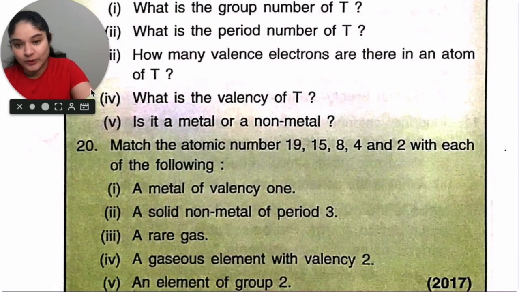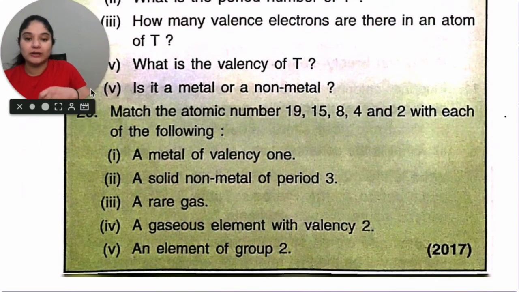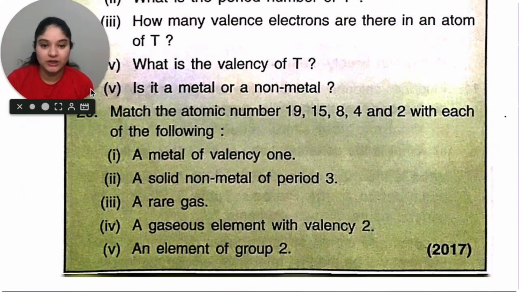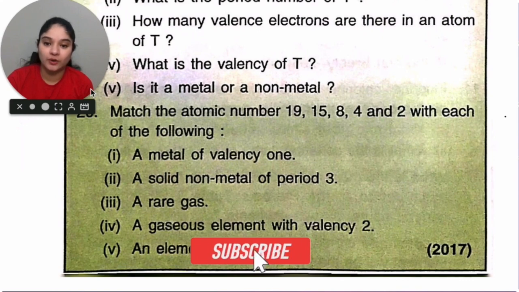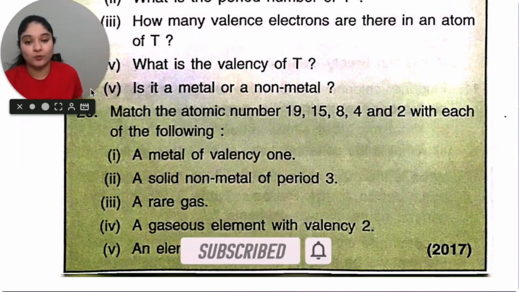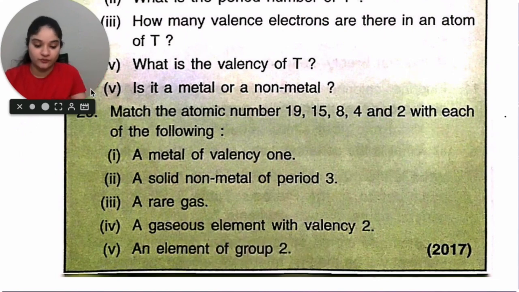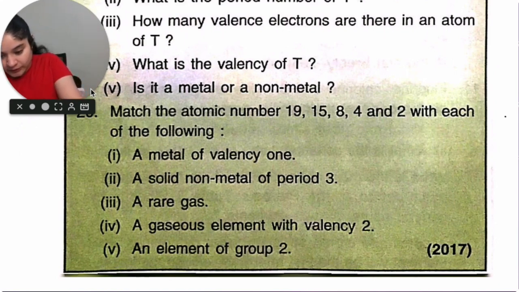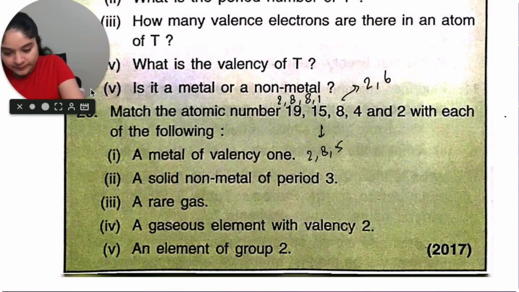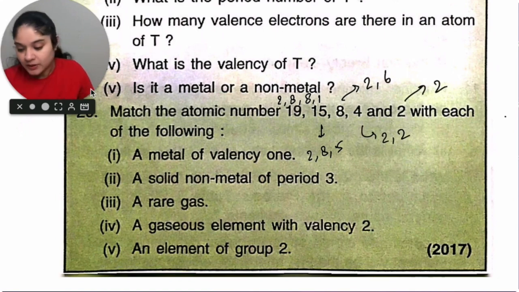Let's move to the last question. Match the atomic number 19, 15, 8, 4 and 2 with each of the following. A metal of valency 1. When you have a situation like this, always try to write the electronic configuration first. So this will be 2, 8, 8, 1. This will be 2, 8, 5. This will be 2, 6. This will just be 2, 2. And this will just be 2.